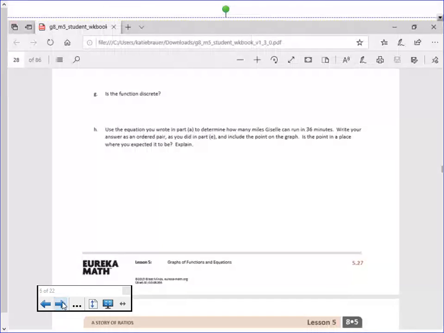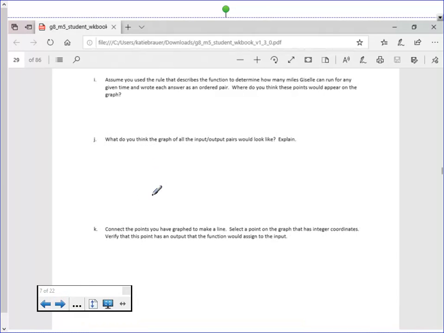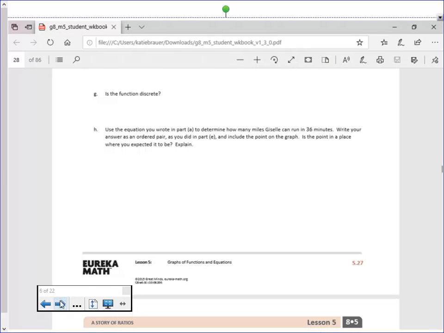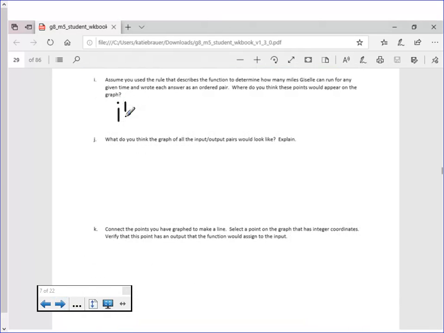Okay, moving on to G. No, wait, already did that. Moving on to I. Assume you use the rule described in the function to determine how many miles Giselle could run for any period of time and wrote them as an ordered pair. Where do you think these points would appear on the graph? So any amount of time, where do you think the points would end up on our graph? Should it end up on the line? Like if she ran in 46 minutes, where do you think it would end up? It should end up right wherever our point is on our line. So that's what we're going to write on I, it should be on the line.